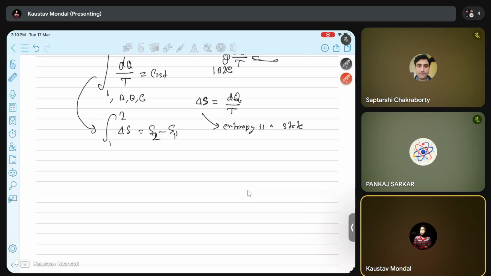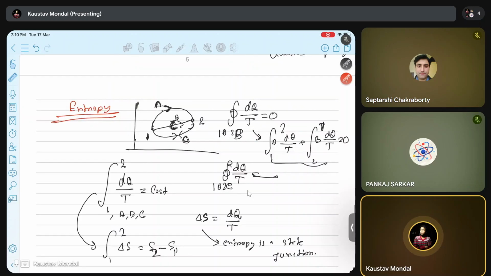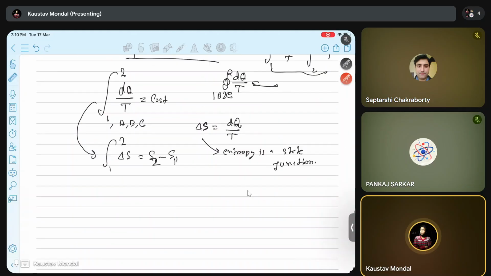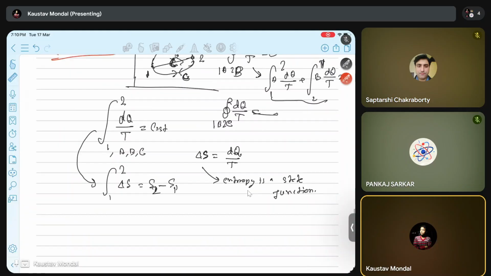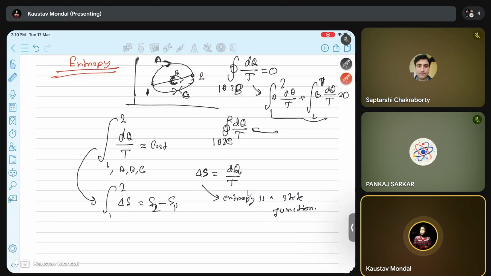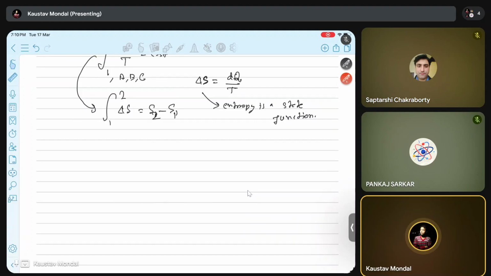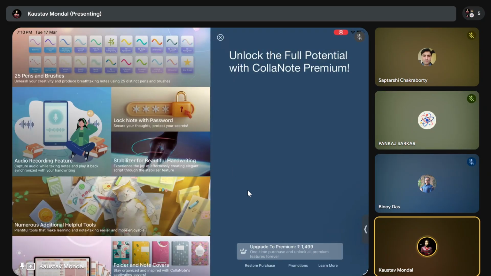It does not depend on which path you took, whether you take path A and come back by B, or take B and come back by C, or take A and come back by C. Whatever you took, the delta S should be the same for all of the cases. That quantity is what we call entropy.